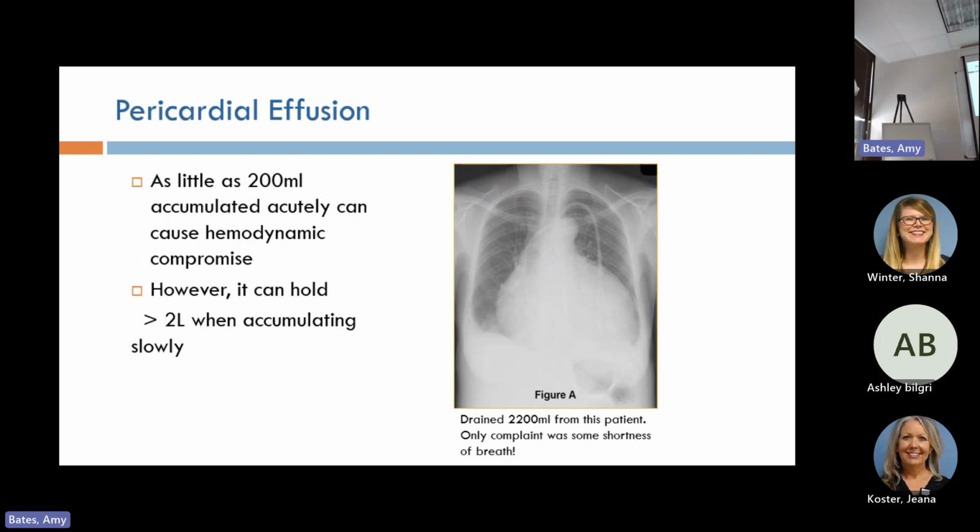This is a patient we had a few years ago. It was an older gentleman in his 80s. He was just complaining of some shortness of breath. They did an echocardiogram. They saw this huge globular heart, and we drained over 2 liters out of his heart with a pericardiocentesis. He actually did very well, but that accumulated over time. I think in the end they discovered that he had cancer, and you can have pericardial effusions from cancer situations.